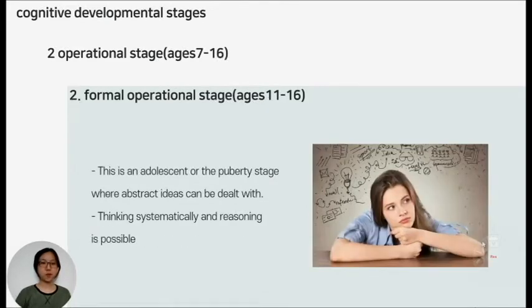Second is the formal operational stage, which is from ages 11 to 16. In this stage, they are no longer children, but adolescents, and we can say that they're in the puberty stage. This is where abstract ideas can be dealt with. Thinking systematically and reasoning is possible. Since we have discussed the cognitive developmental stages, we're going to move on to the equilibration hypothesis.